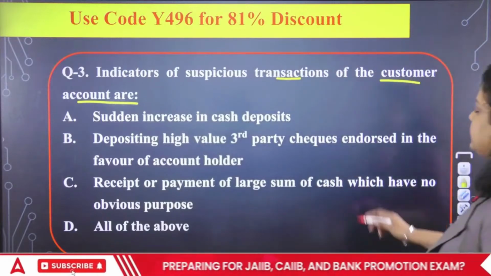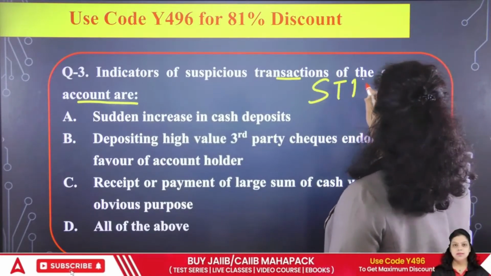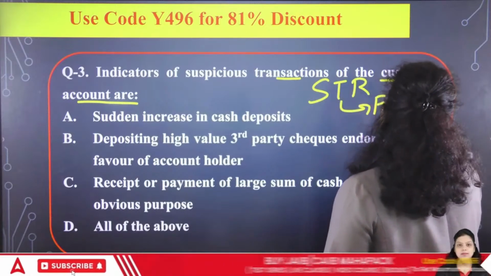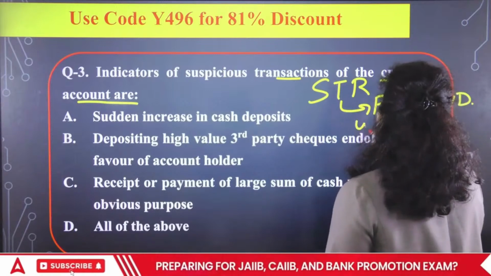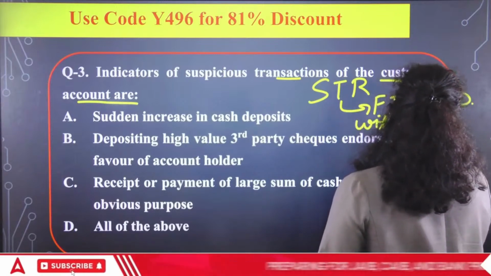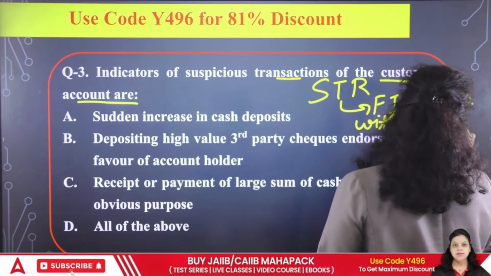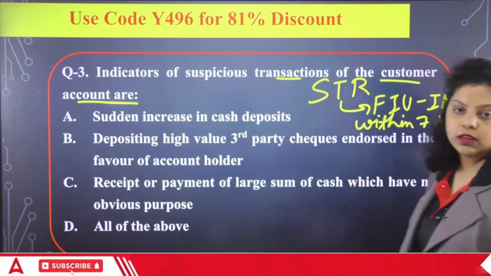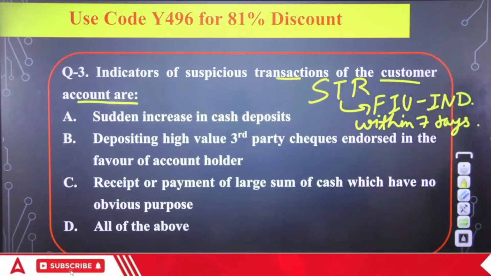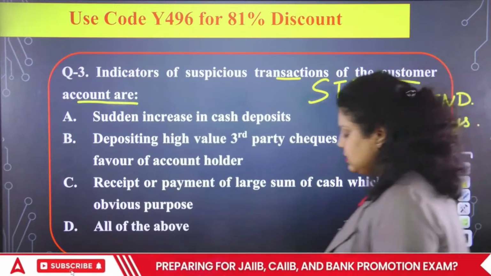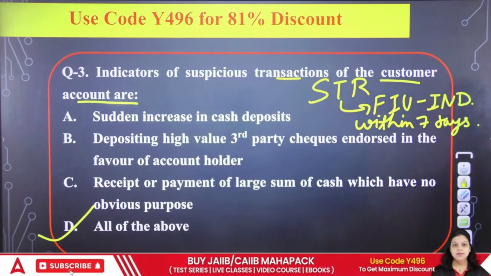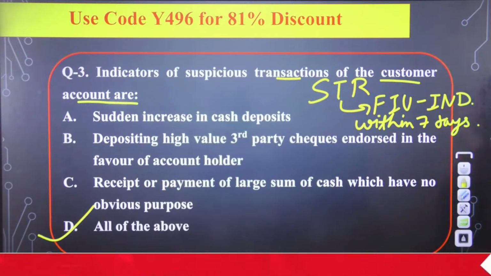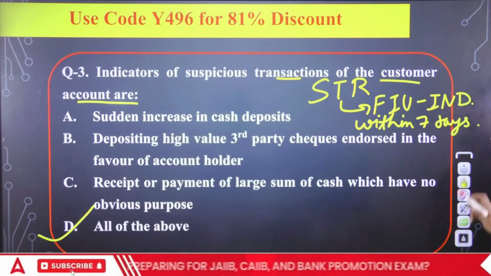So if I talk about suspicious transaction report, that report should be given to the FIUIND, and it will be given within 7 days. Within 7 days of finding out that the transaction is suspicious, you have to give the report. So the right answer, very good, will be all of the above. All are part of the indicators which let you know that a transaction is suspicious.